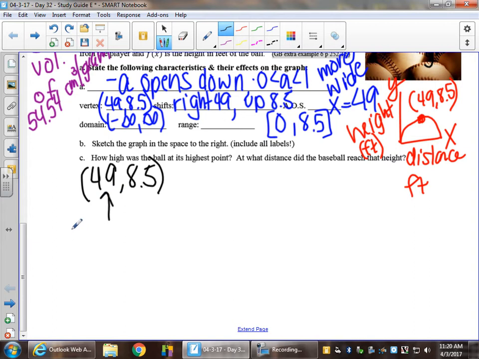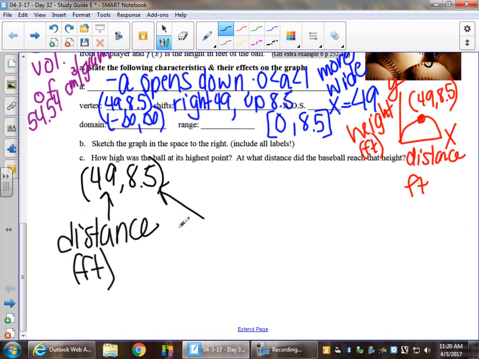So we're talking about distance or height? Height. What is our x-axis labeled? Distance, and this is our x value. Distance. That's okay. So make sure you are careful on the test. I will. 8.5, what does that represent? Height.